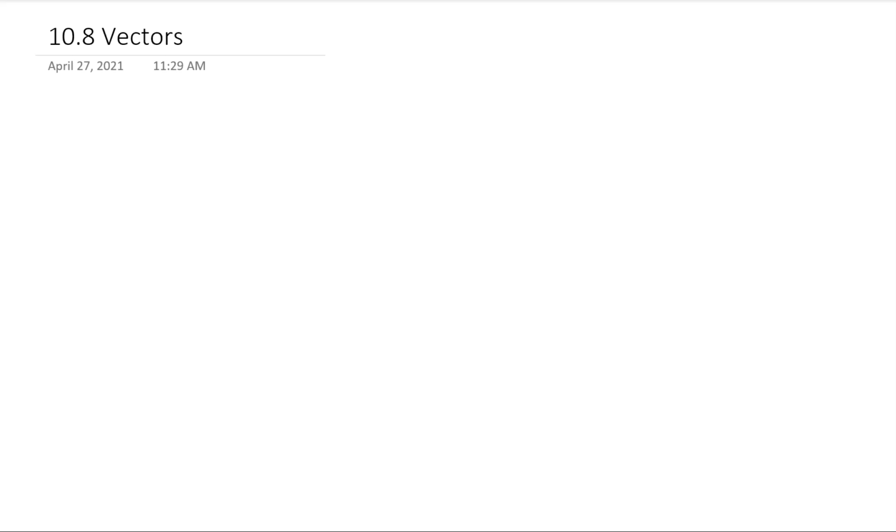This section 10.8 is on vectors, and we'll define first what a vector is. Actually, maybe I will introduce vectors using an example. So let's say you have the wind that's blowing somewhere. So you're here and the wind is blowing. Let's say this is north, this is east. Wind is blowing northeast, so it's blowing like this.